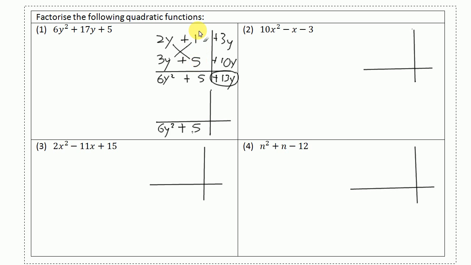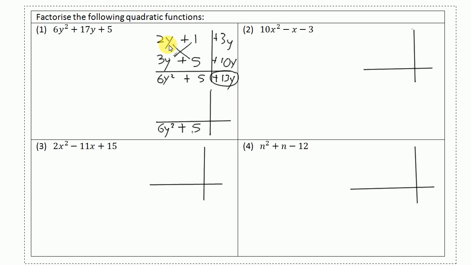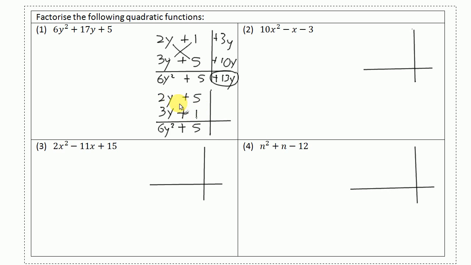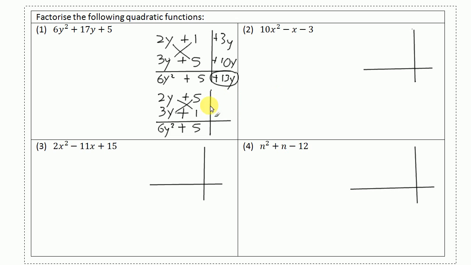Now, I just reverse the position of the 1 and 5 and see whether or not I'll get the middle term that I want. Again, here I write 2y and 3y. And I write the positive 5 at the top and the positive 1 below. Now I do this cross multiply again as previously.